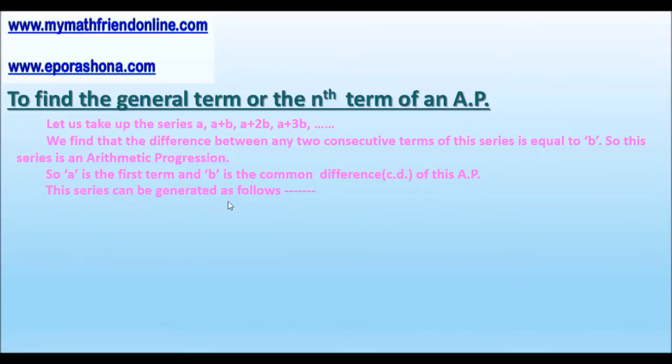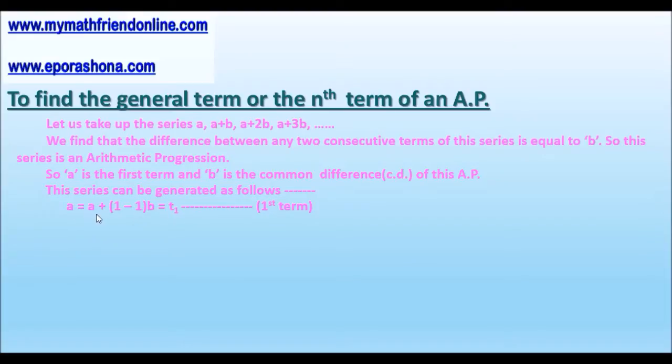This series can be generated as follows. Now we have the first term as a and the common difference as b. Now how can we generate the rest of the terms? We will be seeing that. a is the first term, and T stands for the word term and the subscript 1 stands for the serial number of the term 1. So it is T1, term number 1.